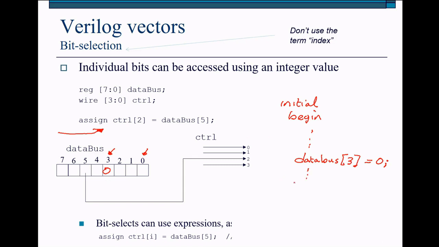Another example: data bus with the bit select 2 is equal to control with the bit select 1. And this has the effect of taking whatever value is on the wire, this particular wire, and placing this value into the bit at bit position 2.